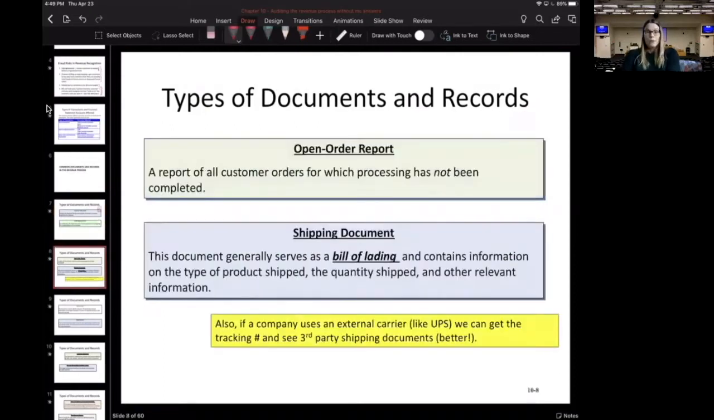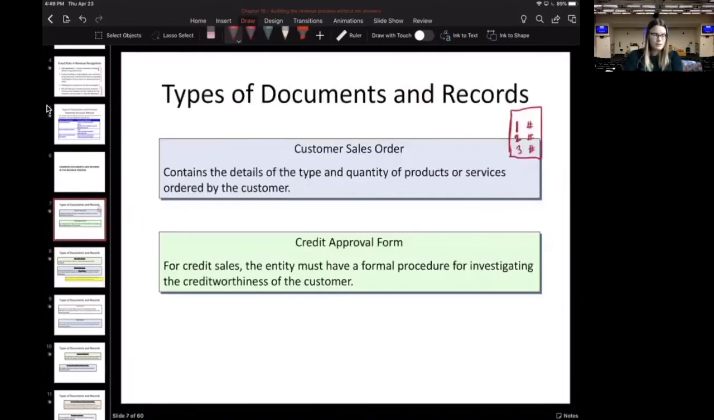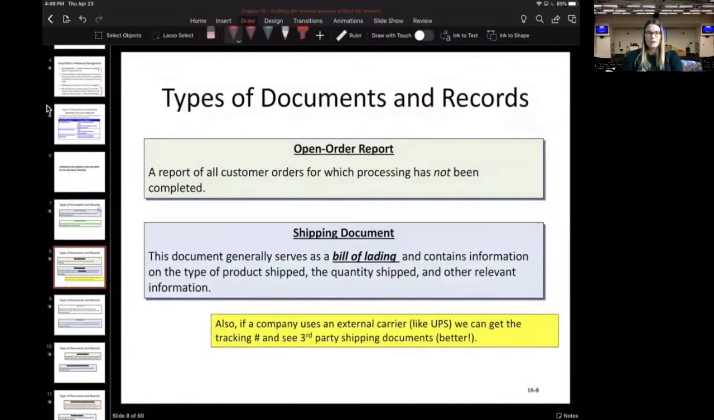All right, the open order report is just a system report that is going to list any customer orders that have not yet been fulfilled. The shipping document, I think you guys are very comfortable with that at this point. So the shipping document or the bill of lading is just going to accompany goods as they are being shipped out, and it's just the record of the actual shipment going out the door. Most of you, if you're buying things online, like through Amazon, you will get a shipping document or a packing slip in there. So this is very similar.